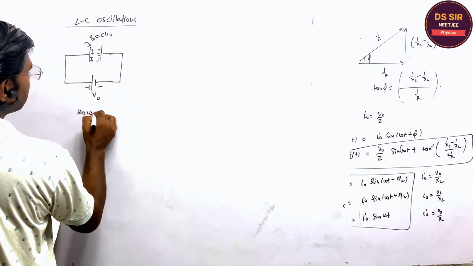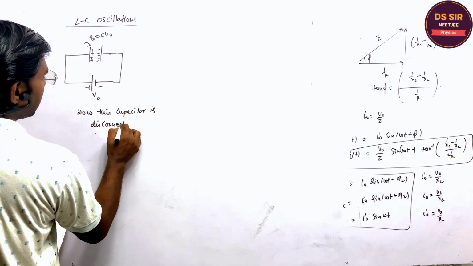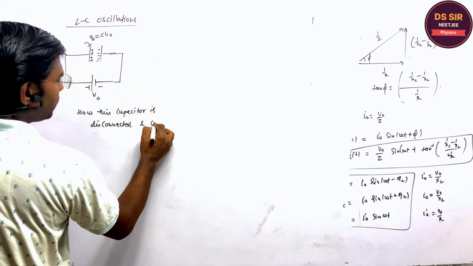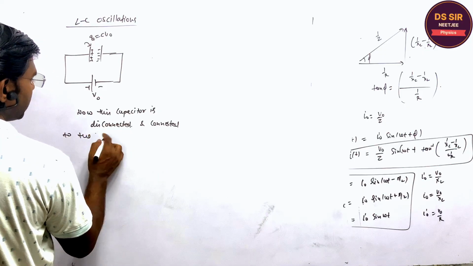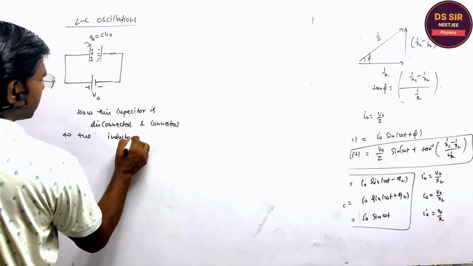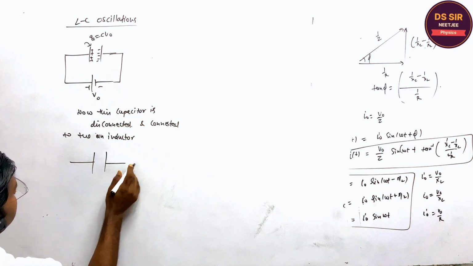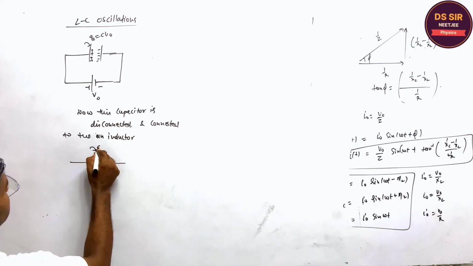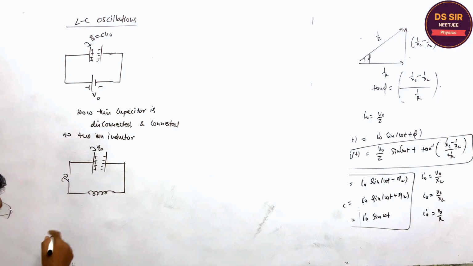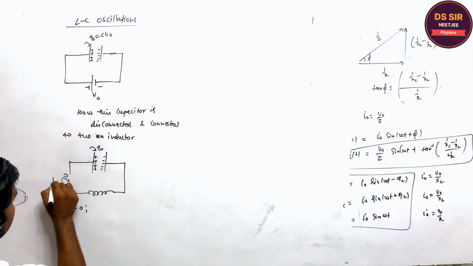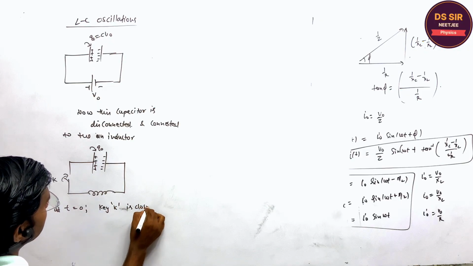Now this capacitor is disconnected, and connected to an unmagnetized inductor. So what will happen if this capacitor is fully charged? Q naught is the charge and there is an inductor. This is the key and it is open. At t is equal to 0, the key K is closed. Are you getting or not?